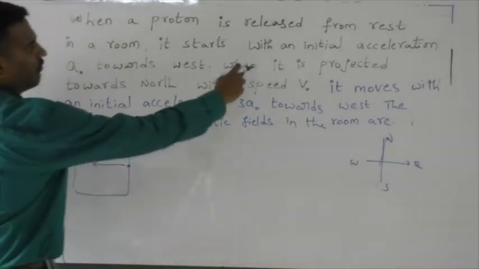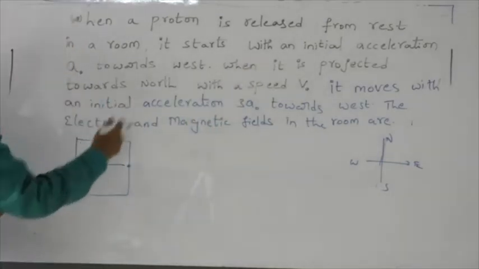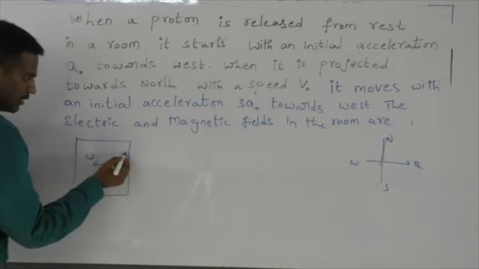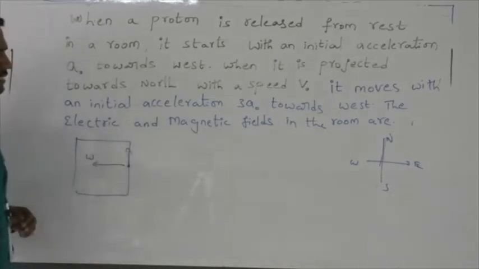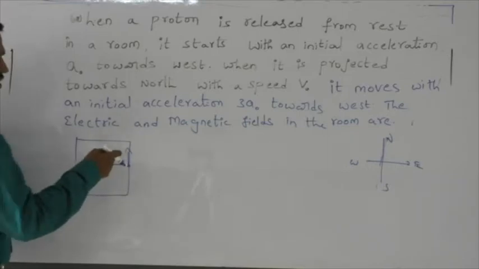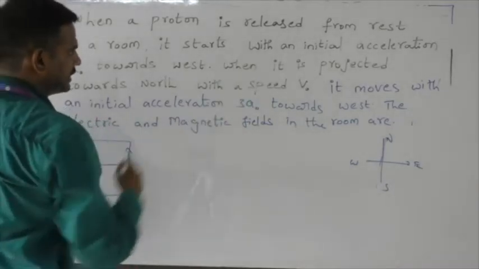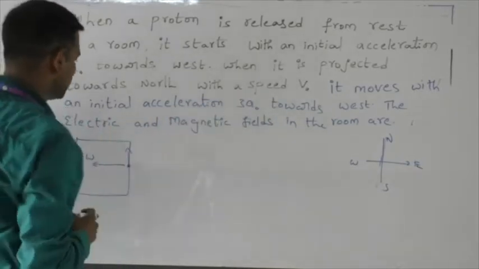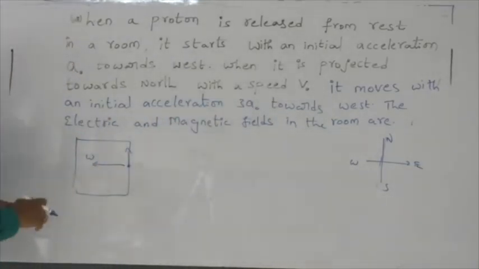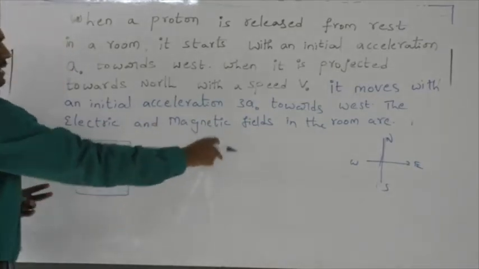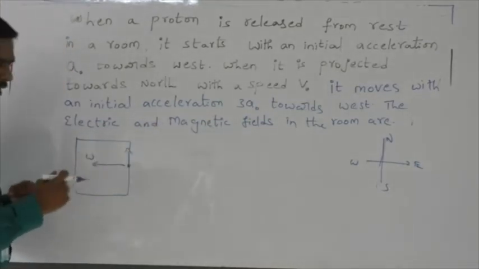And then when it is projected towards the north, that means the same charged particle inside the magnetic field is projected towards the north like this. This is not an upward direction; towards the north in the sense like this. When it is projected with the velocity V naught, it moves with an initial acceleration of 3a naught towards the west. Again, it will have an acceleration towards the west due to the magnetic field. What are the electric and magnetic fields present in the room that we have to find out?